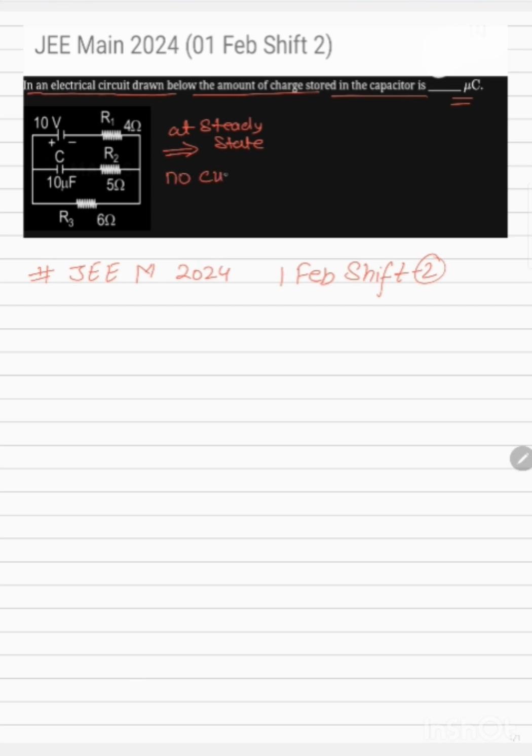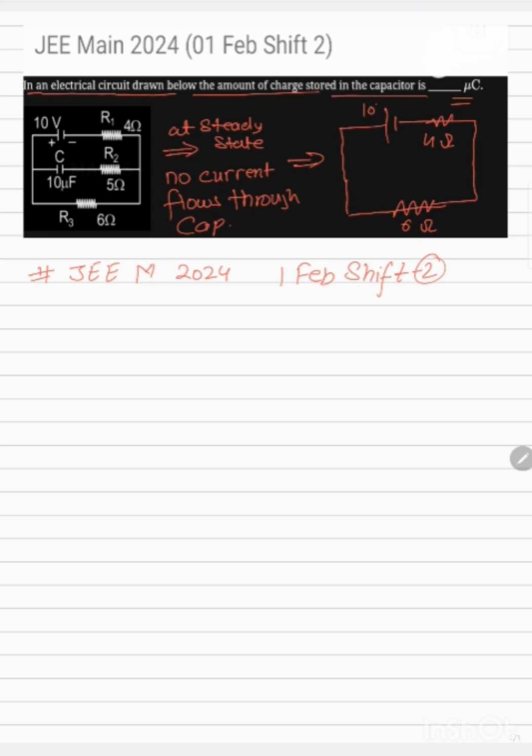The point to remember is that at steady state, no current flows through the capacitor, and that's the thing you need to remember always. If it is not mentioned in the question, then we always take that the question is asked at steady state. So let's redraw the circuit here.